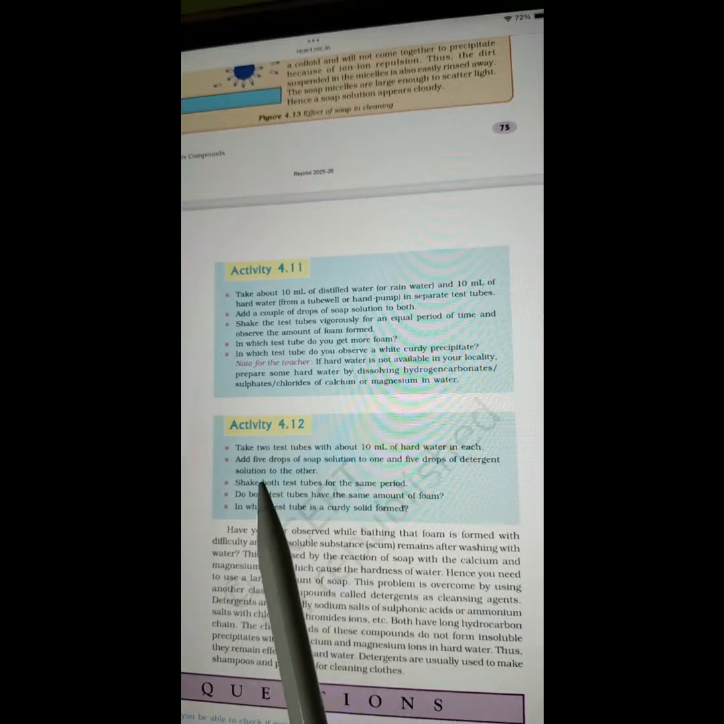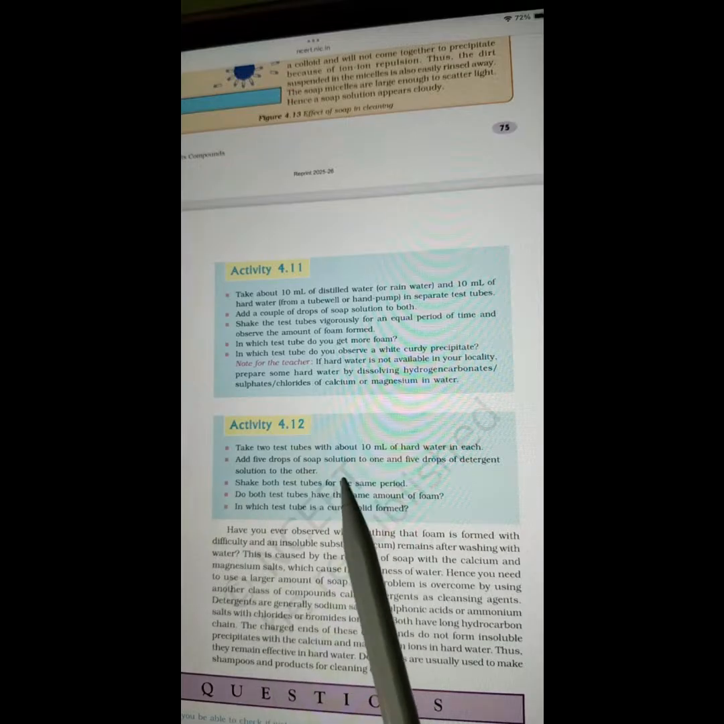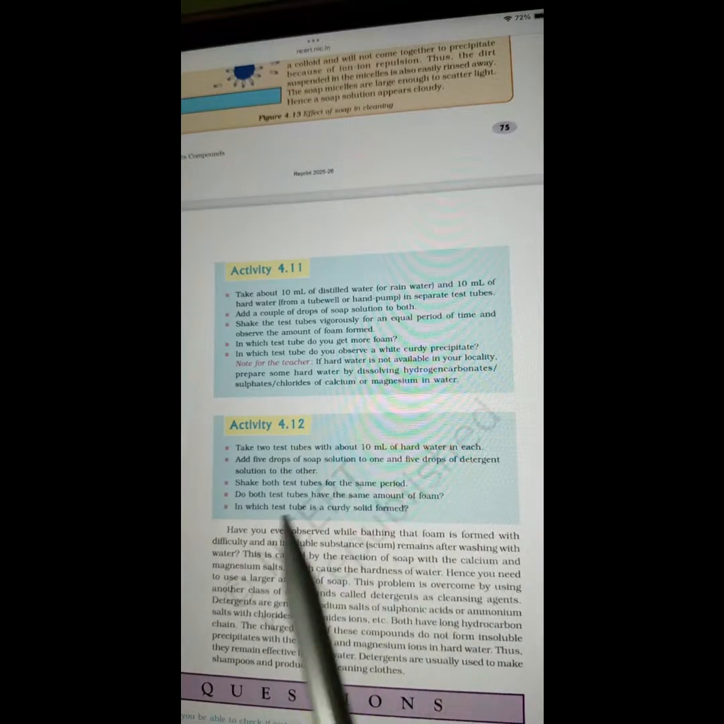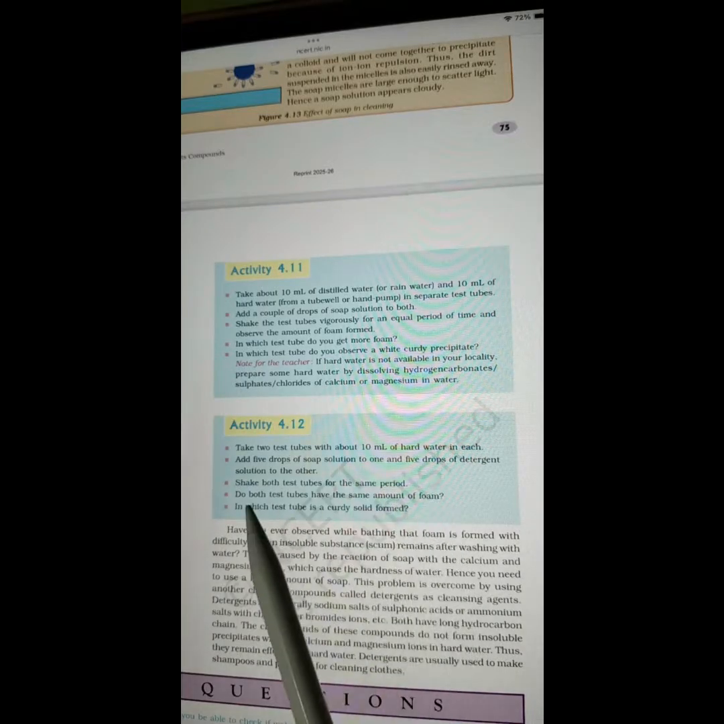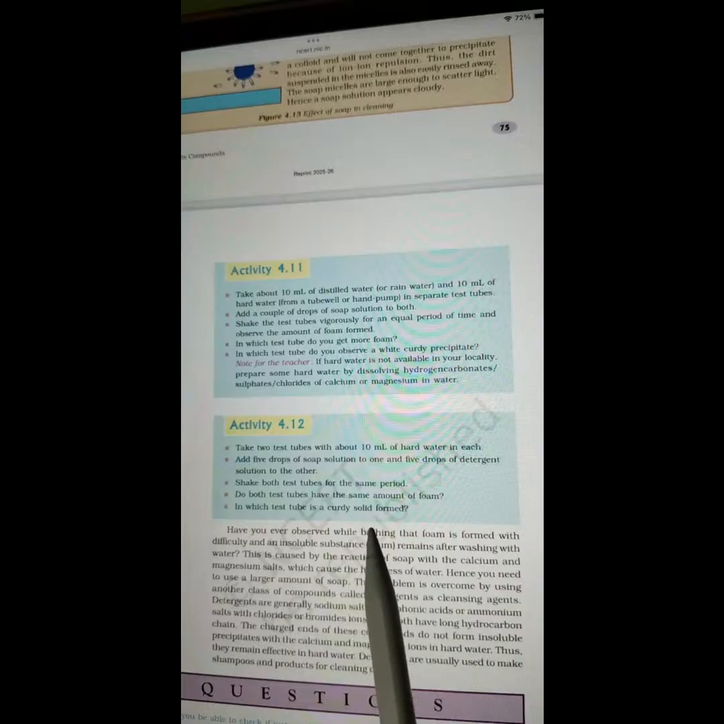Activity 4.12. Take two test tubes with about 10 ml of hard water in each. Add 5 drops of soap solution to one and 5 drops of detergent solution to the other. Shake both the test tubes for the same period. Do both test tubes have the same amount of foam? In which test tube is a curdy solid formed?